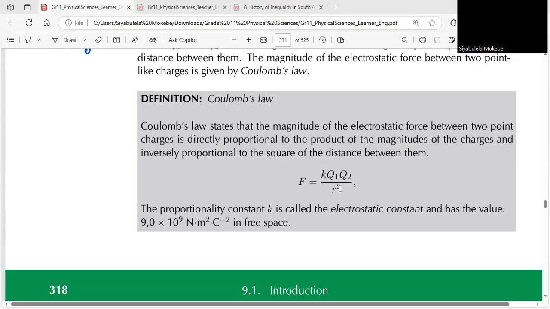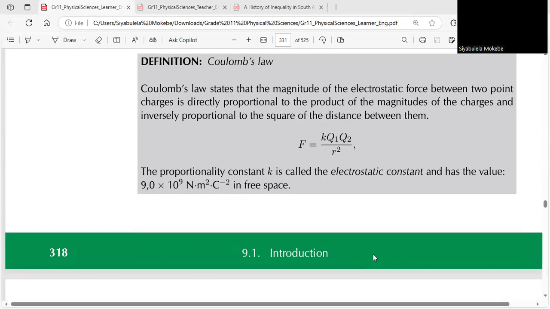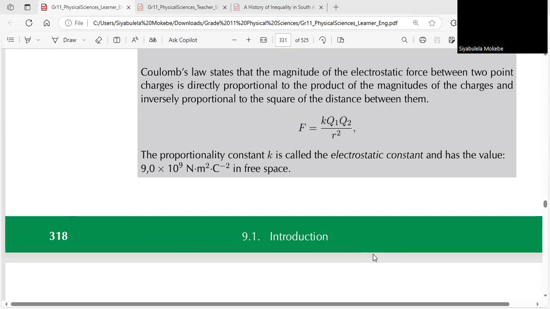All right, so this is the formula. And the proportionality constant is called the electrostatic constant and has the value of 9.0 times 10 to the 9, right, newton meters squared per coulomb squared in free space.